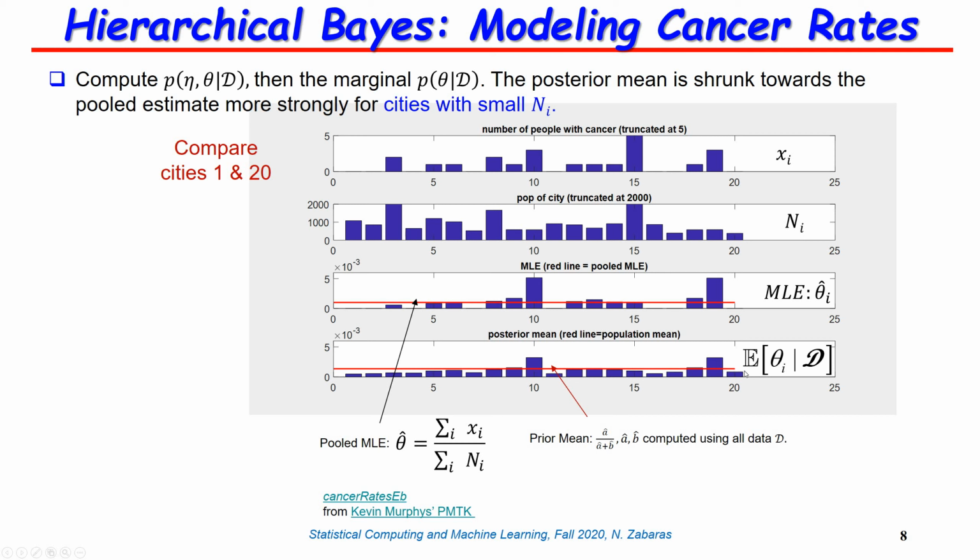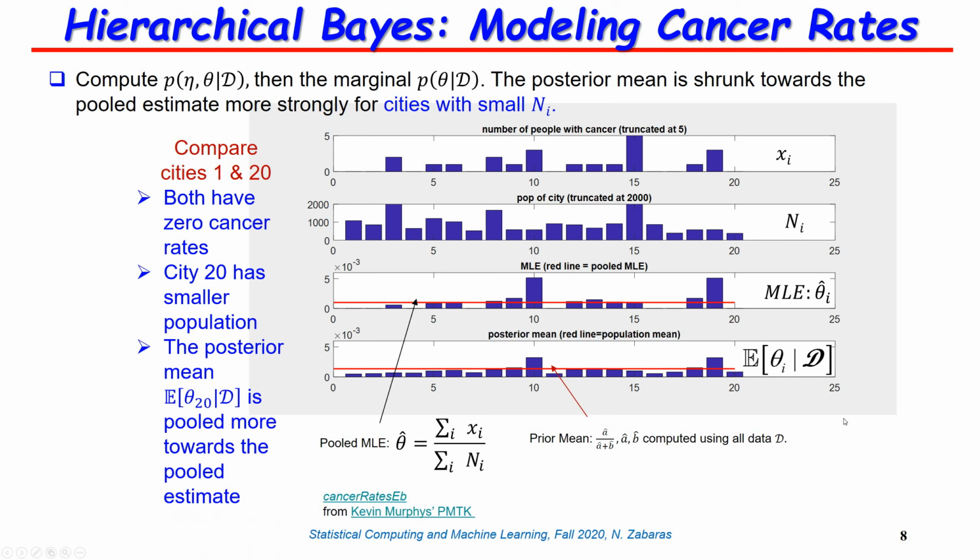This is my prior mean, and suddenly you can see the posterior mean for city 20 is not 0 anymore. The reason is that the posterior mean is a weighted average of the MLE estimate for city 20, which is 0, and of the prior mean, which obviously is not 0. So you can see the posterior mean for city 20 is pulled towards the prior mean that you see with this horizontal line here. And of course, I have a similar situation, for example, with city 1, which also has 0 cancer cases.